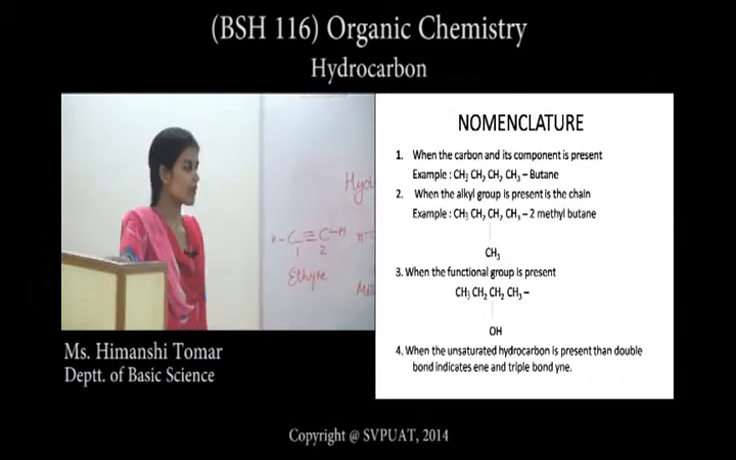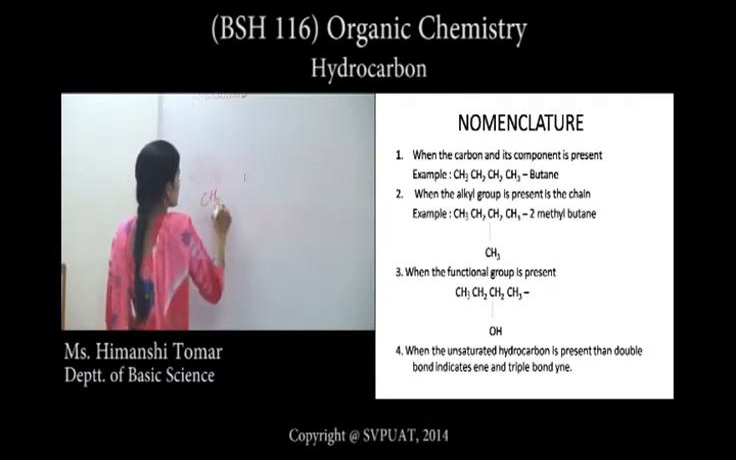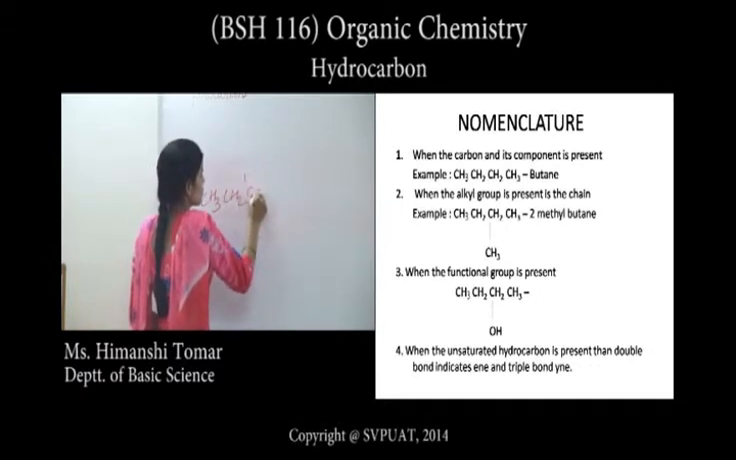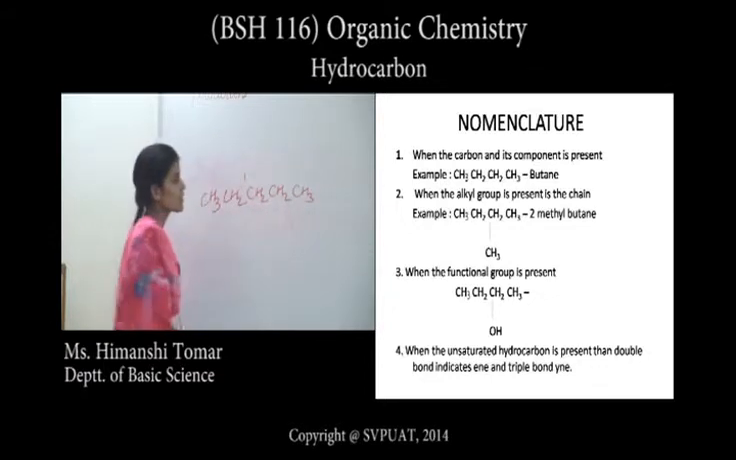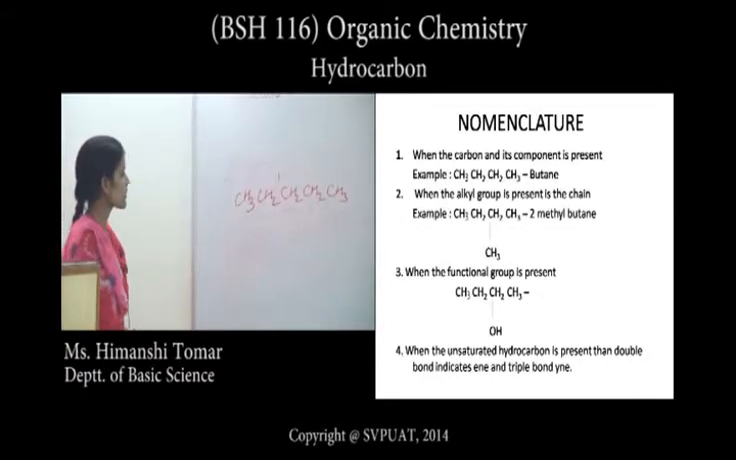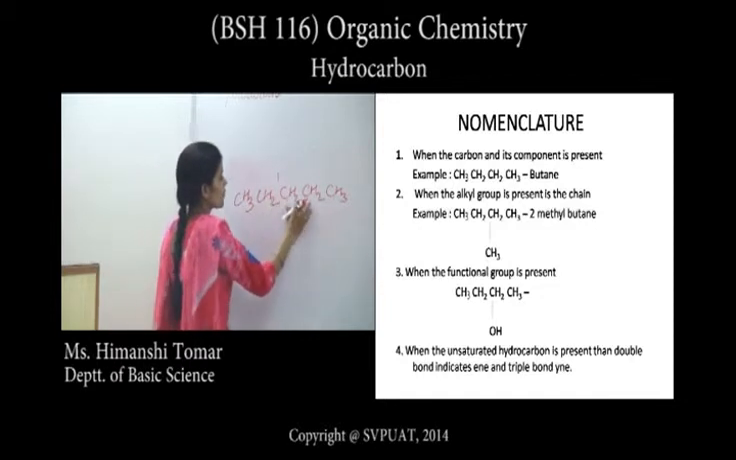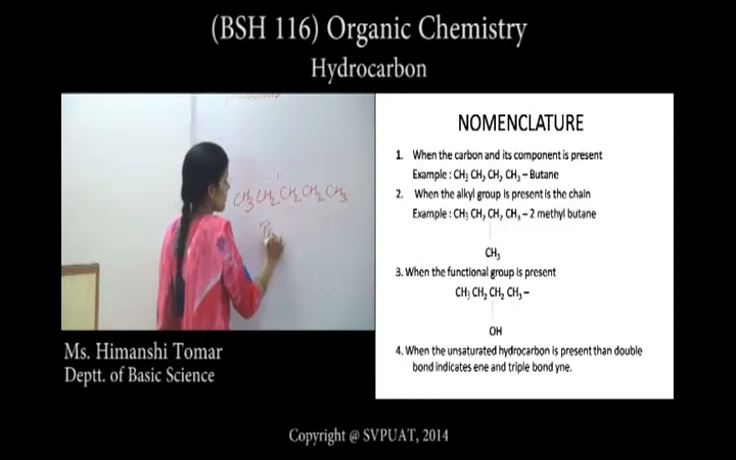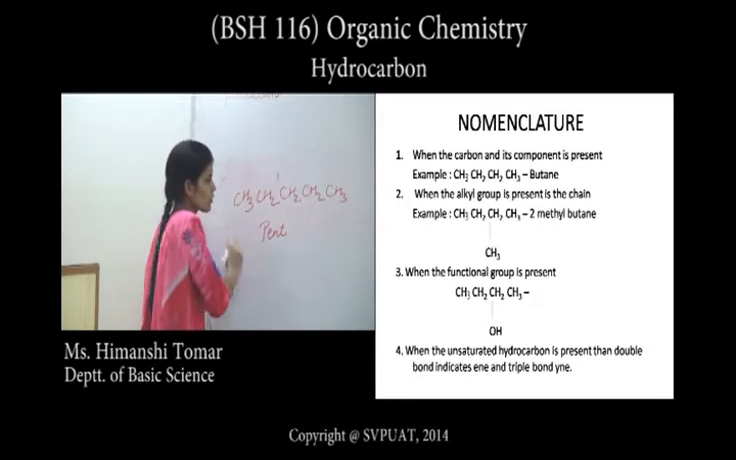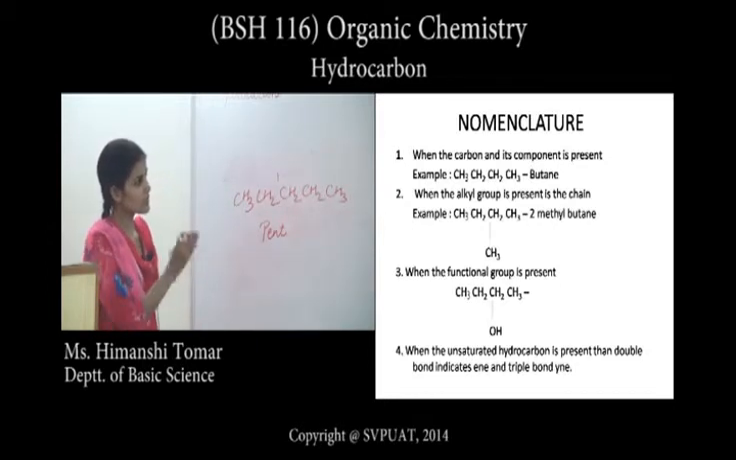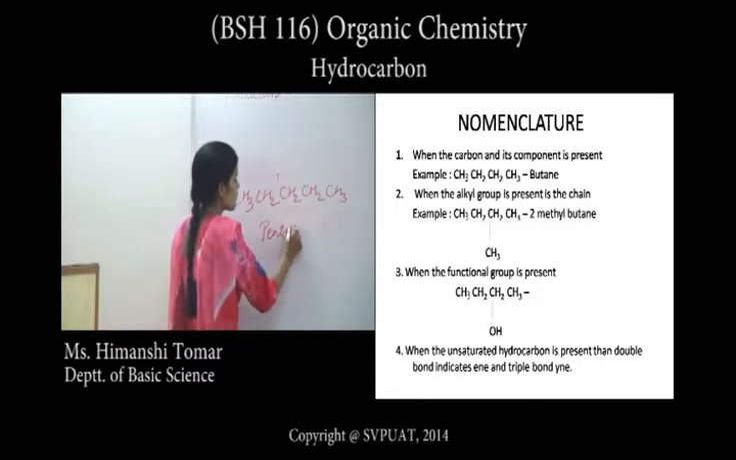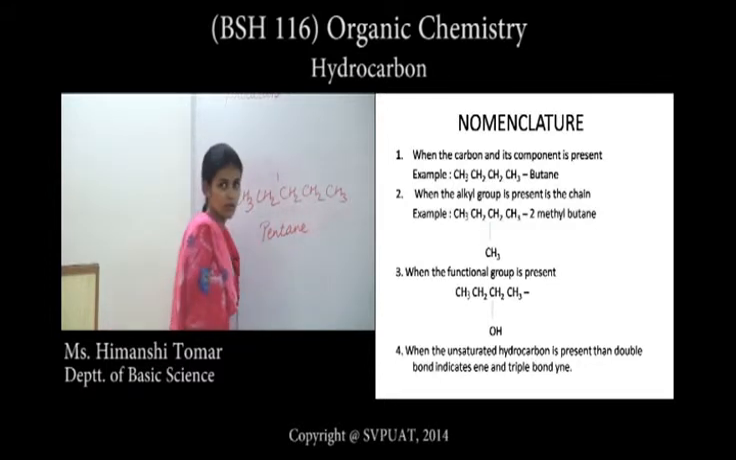If we have a chain compound CH3, CH2, CH2, CH2, CH3, then we count the carbons in this series: 1, 2, 3, 4, 5. Then the name is pent because of five carbons, and having single bonds between them, it is ane. The name of this compound is pentane.